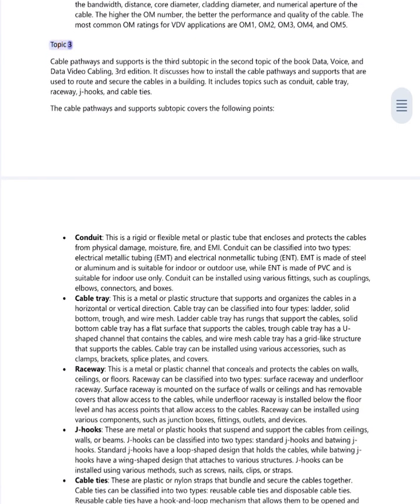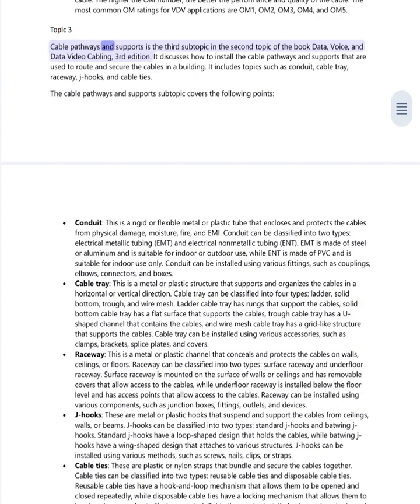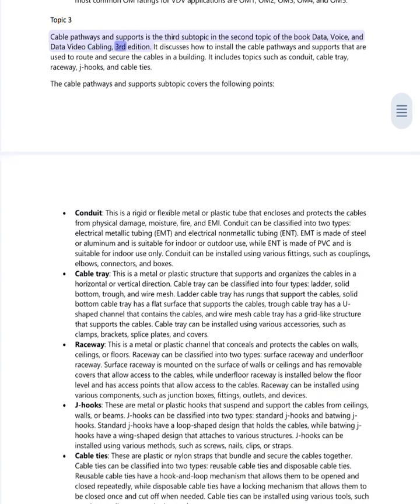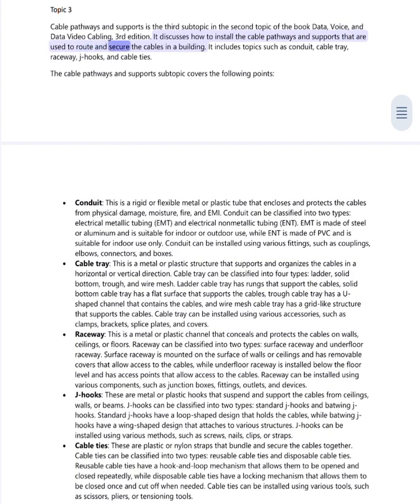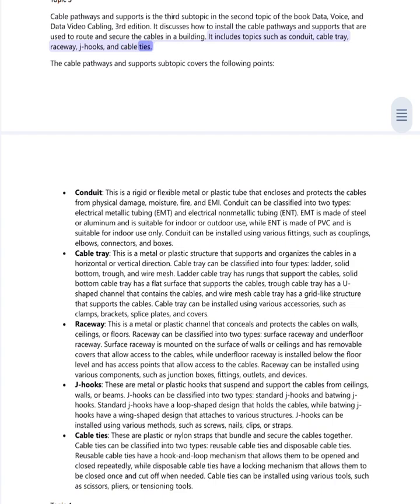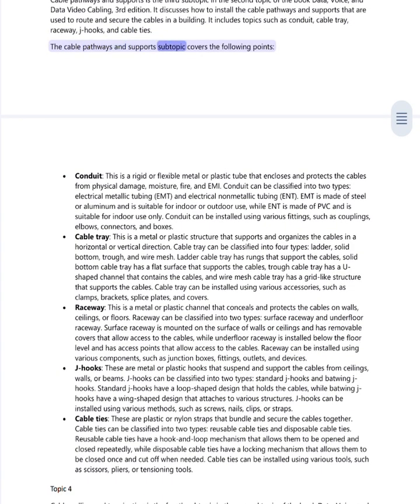Topic 3. Cable pathways and supports is the third subtopic in the second topic of the book Data, Voice, and Video Cabling, 3rd edition. It discusses how to install the cable pathways and supports that are used to route and secure the cables in a building. It includes topics such as conduit, cable tray, raceway, J-hooks, and cable ties. The cable pathways and support subtopic covers the following points.